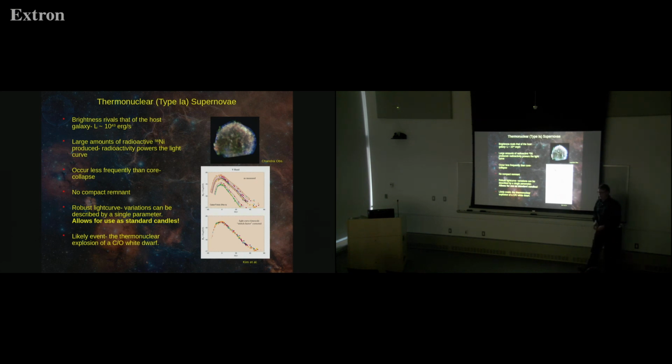In astronomy, we call such things standard candles, and we can measure distances with that. Because if you know how bright something is, you put the telescope on it and see how much light you see from it, then you know how far away it is. And the likely event is the thermonuclear runaway occurring in a carbon-oxygen white dwarf.